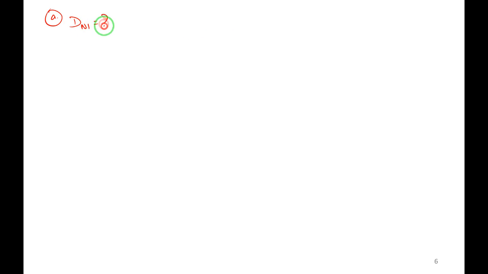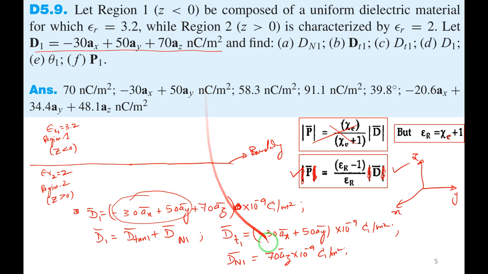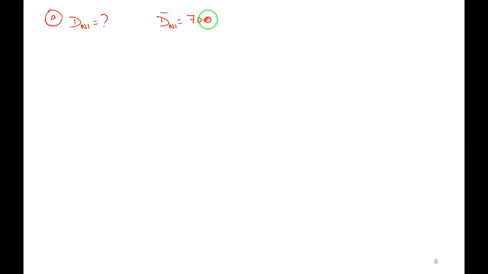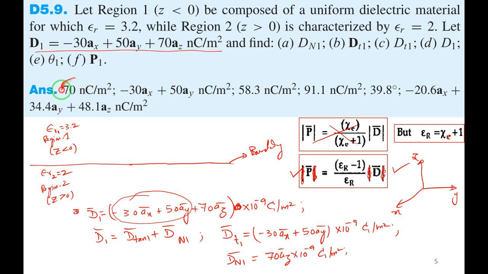So DN1 is 70 az into 10 power minus 9 coulomb per meter square. But I want only the magnitude, so DN1 is equal to the square root of 70 into 10 power minus 9 whole squared, which gives the same thing, 70 into 10 power minus 9 coulomb per meter square. This is the magnitude. Or simply you can write 70 nanocoulomb per meter square. This DN1 is over.